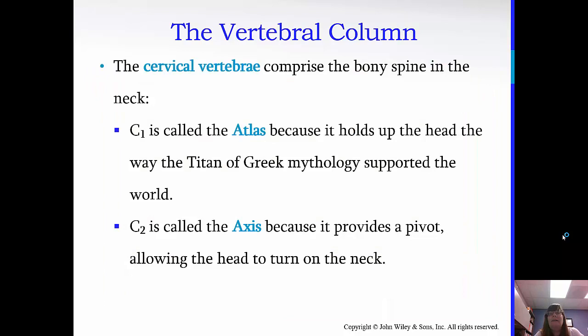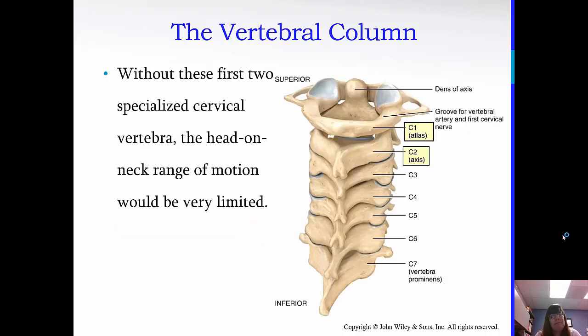As I said, the atlas and the axis are the first two, C1 and C2. The atlas is named so because it holds up the head, like the Titan of Greek mythology supported the world. C2 is called the axis because that's the pivot point, so that's why we can turn our head. Without these first two, the head on neck range of motion will be very limited. So you can see the dens of the axis sticks up, and that's kind of what our head pivots on.